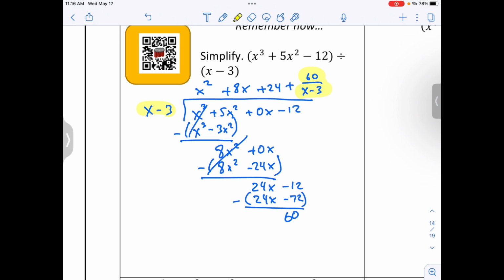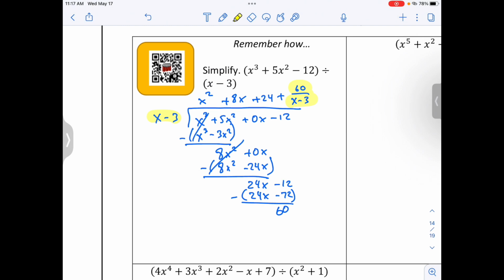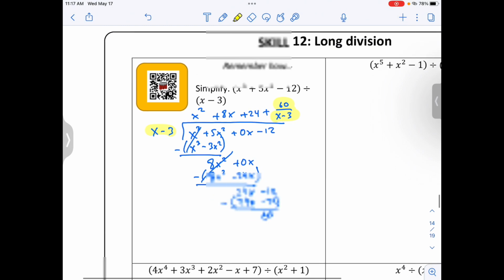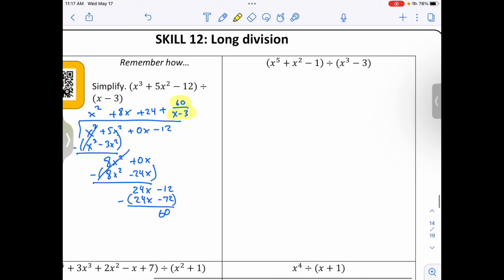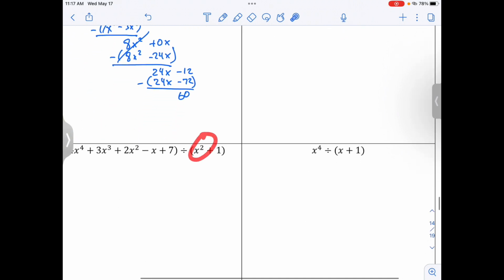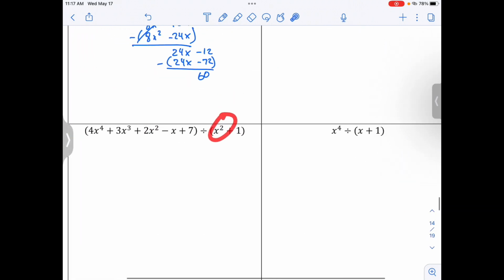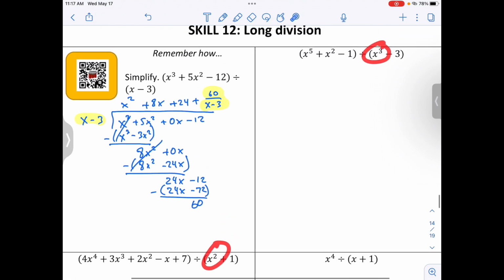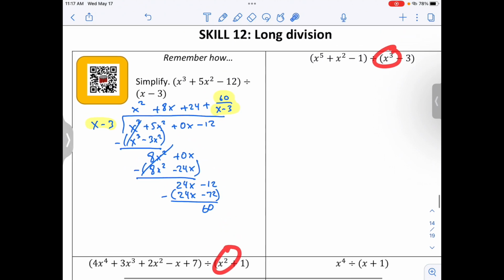So there you go. Maybe a skill that you're good at or you're not good at. On this particular Skill 12, on the rest of the sheet, we're going to look at dividing by things that aren't just linear factors, like x cubed, x squared. So a little bit of thinking there, maybe something you're not too familiar with, so practice this.